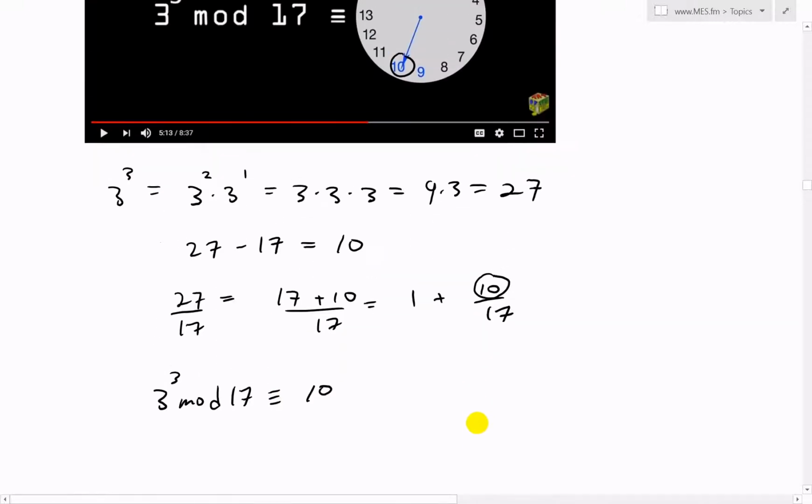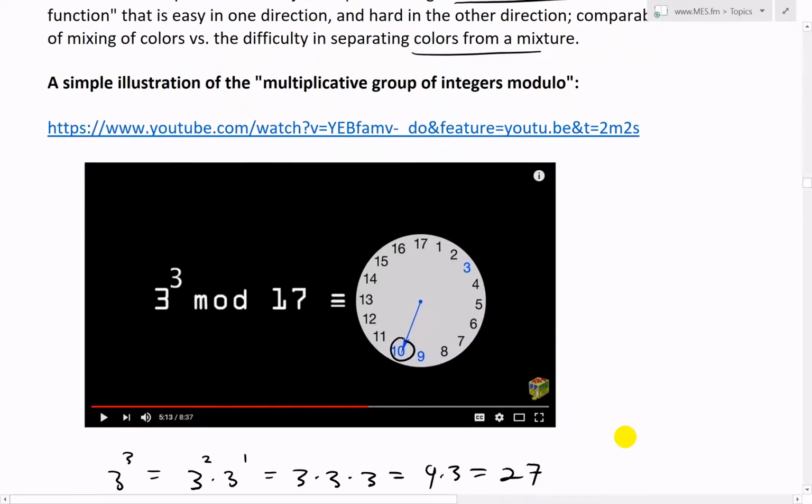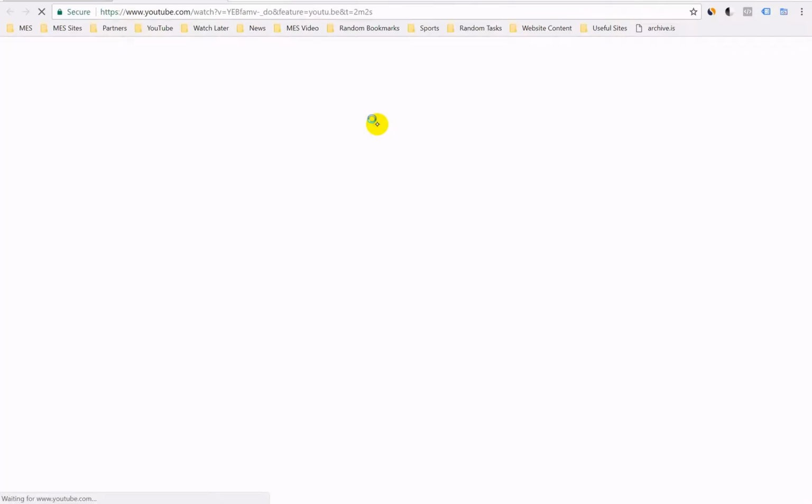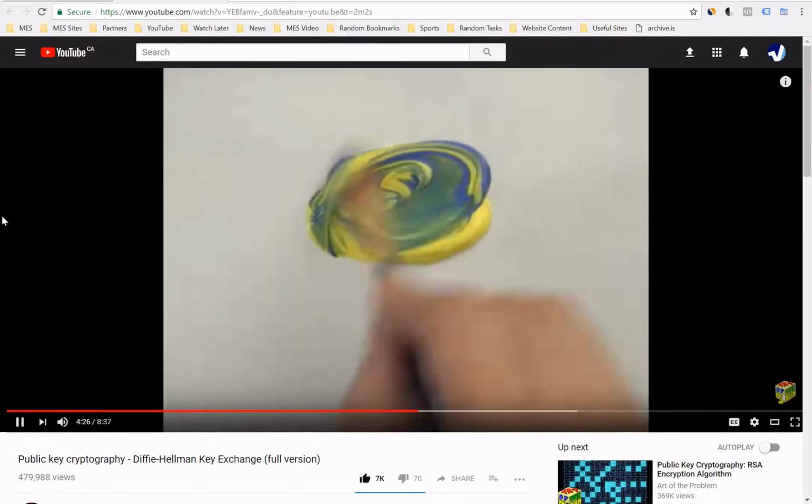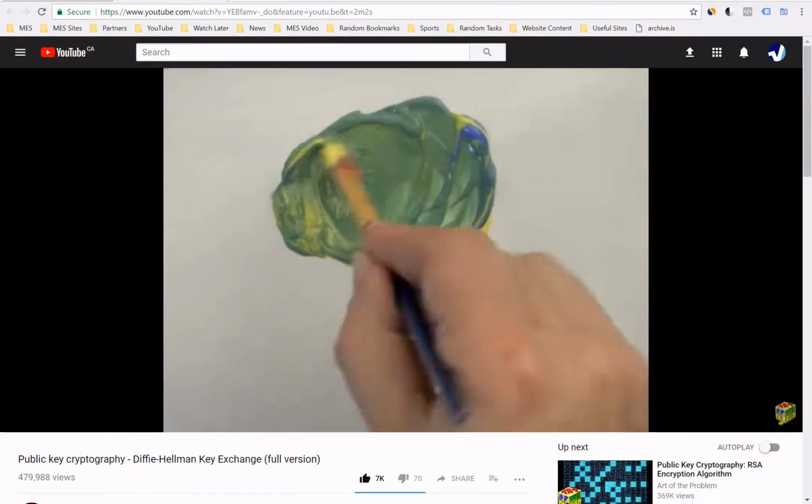Put that, but I might go over this in later videos. But just to give you an illustration, let's just go watch this. Alright, so let's just play this here. Now, to do this with numbers, we need a numerical procedure, which is easy in one direction and hard in the other.